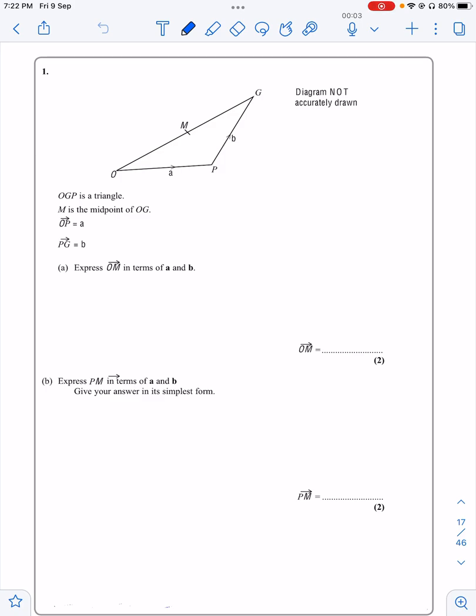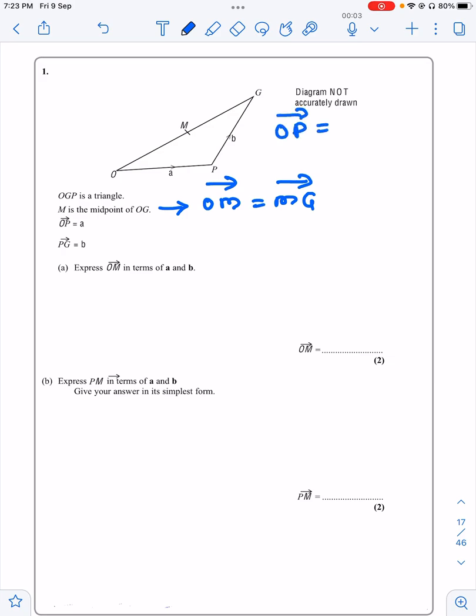OGP is a triangle in which they have told M is the midpoint. So when M is the midpoint, my dear students, first write OM is equal to MG. When it is given M is the midpoint, first write OM is equal to MG. They have given the direction for OP is A.